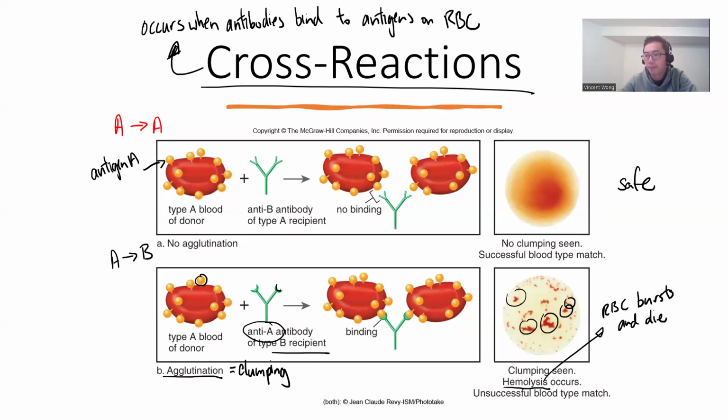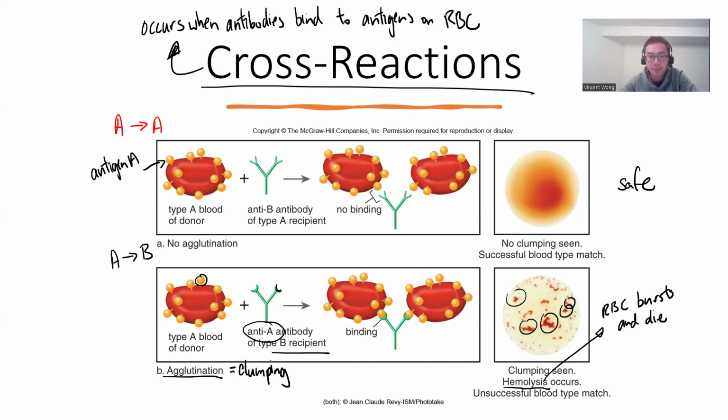So this clumping and hemolysis is when the bloods do not match, right? Like when type A gives blood to type B. That's right. So whenever there's a mismatch between the donor's blood and the recipient's blood, you're going to have this situation, right? And it could potentially be lethal. It could potentially kill the person.